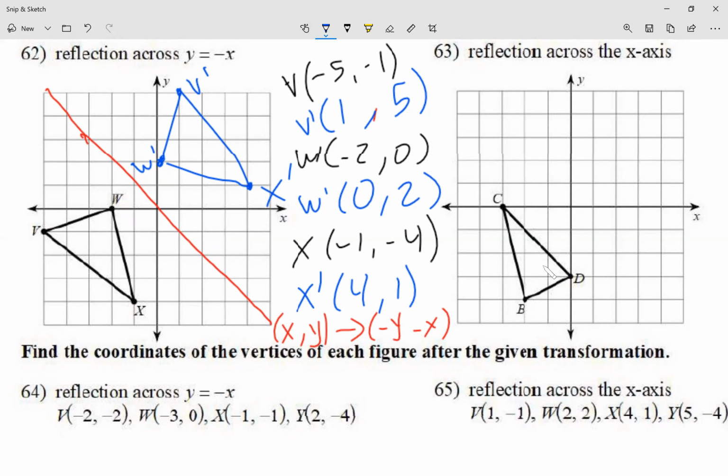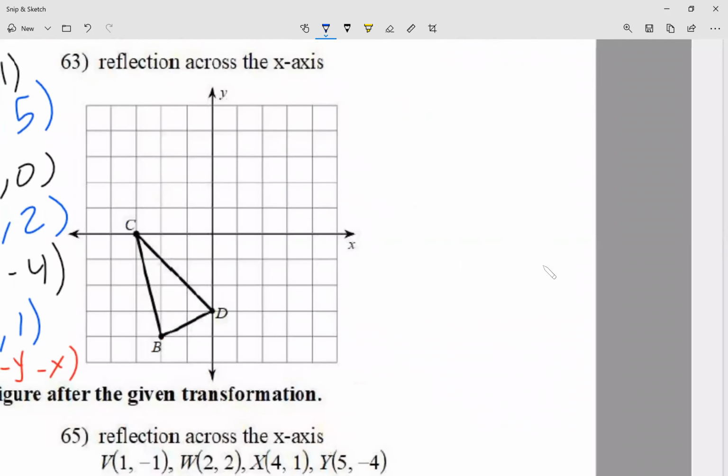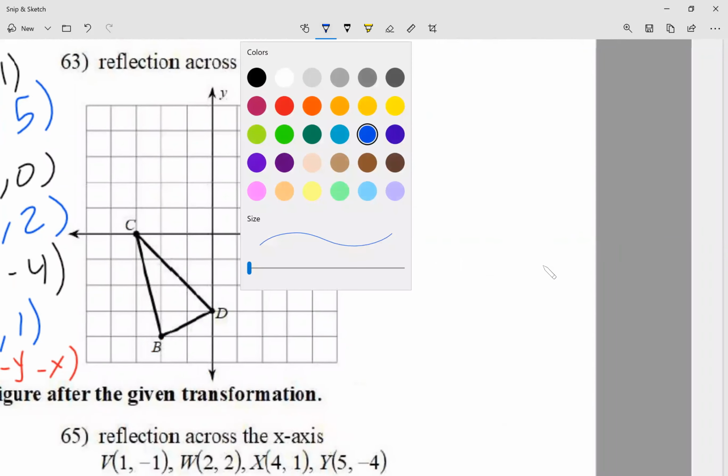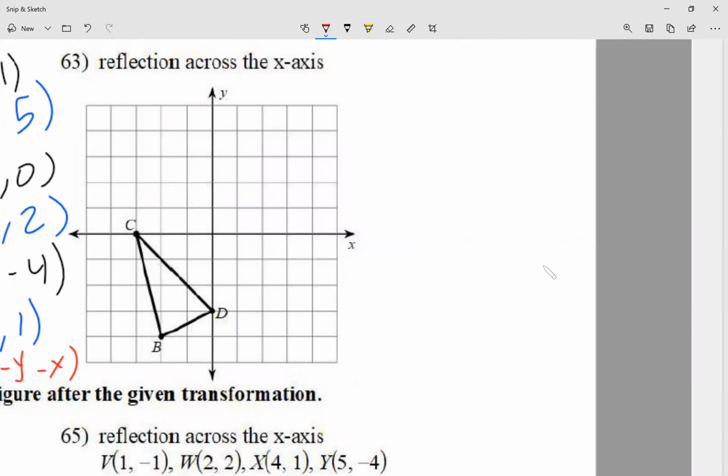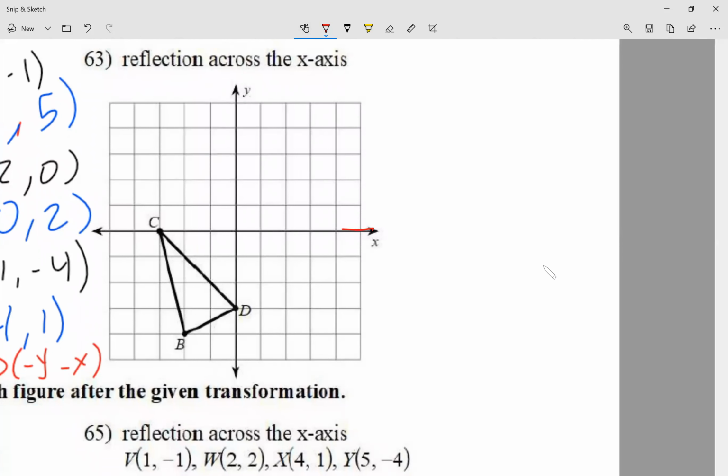Now let's take a look at question number 63. Reflection across the x-axis. Let me do it counting spaces first, okay? The x-axis is right here. And I said I'm going to move everything from one side to the other side. I'm going to count spaces.